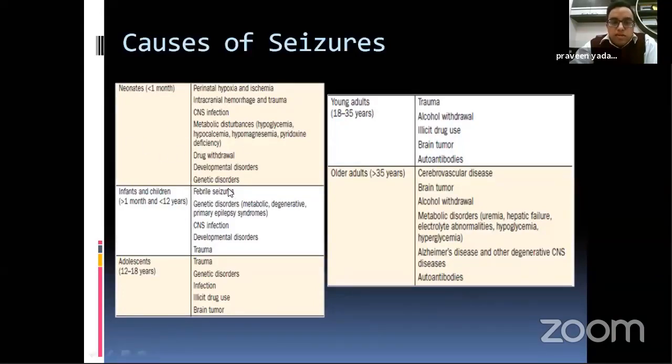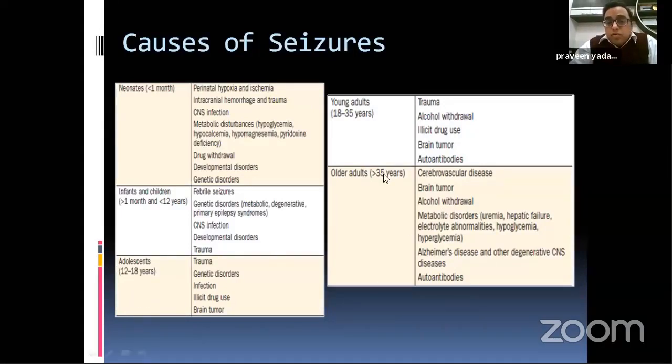If you go to children, febrile seizure is the most common cause. Then CNS infections and other metabolic syndromes may be the other common causes. In the adolescent and the young adult, trauma becomes the most common cause. And then you have the genetic causes. Drug abuse is again another common cause. So cocaine withdrawal, use of various drugs, alcohol withdrawal, all those things can be a common cause there.